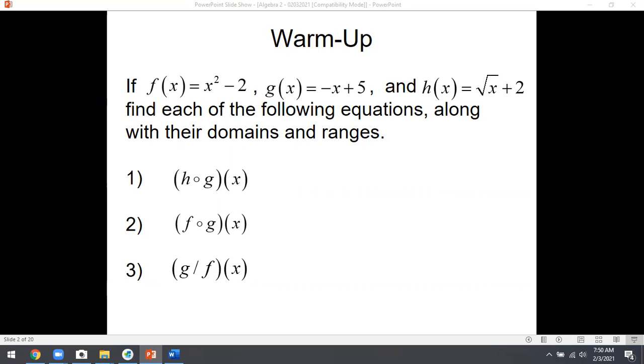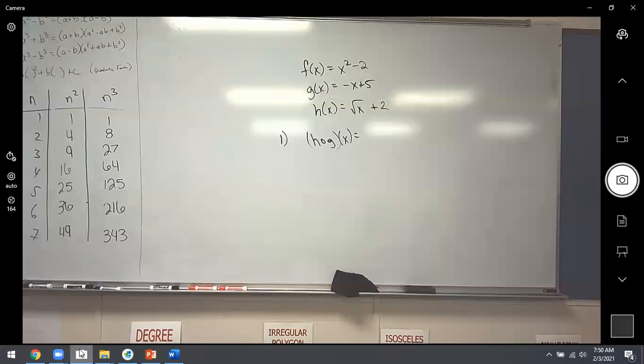So warm up today. We got three functions actually: f, g, and h. And your job is either do whatever they say, compose them, or divide them, or add them, or whatever the heck it happens to say. So let's see what we can do with this.